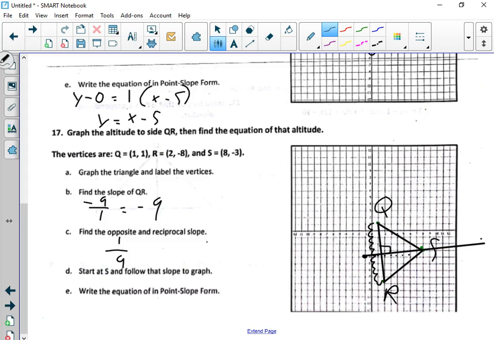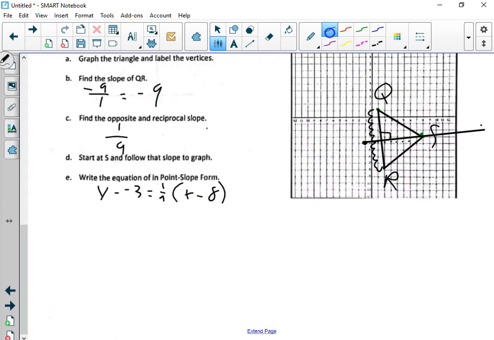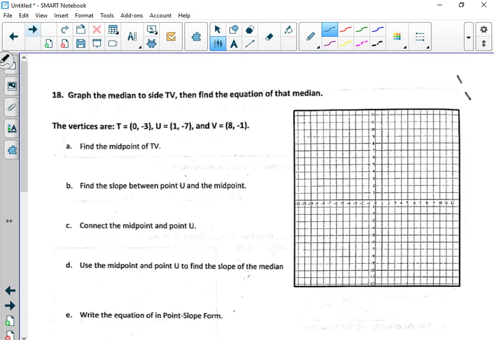Now write the equation of the line. So again, we're going to say y minus -3 equals the slope, 1/9, times x minus 8. And then I'm just going to clean it up. Y plus 3 equals 1/9 x minus 8. Okay, almost done. Last page. 0, -3. 1, -7. 8, -1.